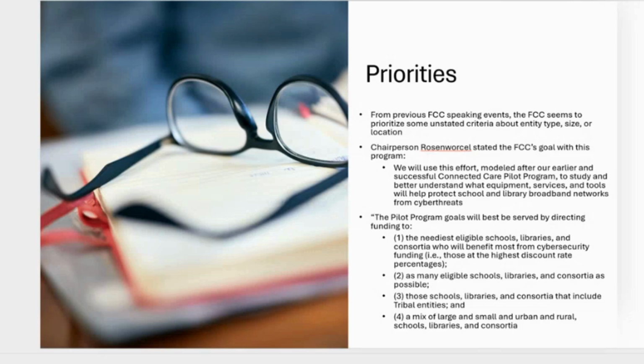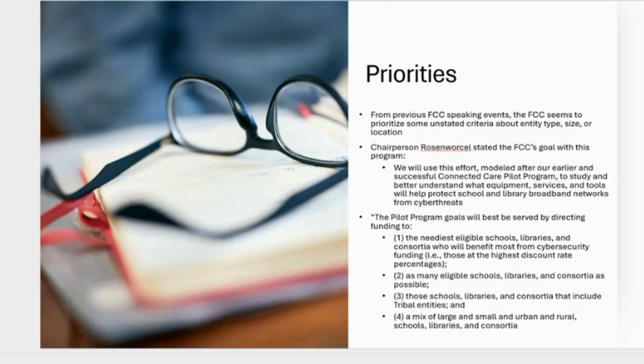As of right now, in my opinion, that seems kind of vague because they're constantly talking about trying to prioritize the neediest, trying to have the greatest diversity of different types of entities between rural and urban, large and small, and all these different things. As of today, it does seem that there is a certain priority on certain types of entities, but as to what that is, we have not been given much guidance other than the neediest eligible schools, libraries, and consortia who will benefit the most from cybersecurity funding.